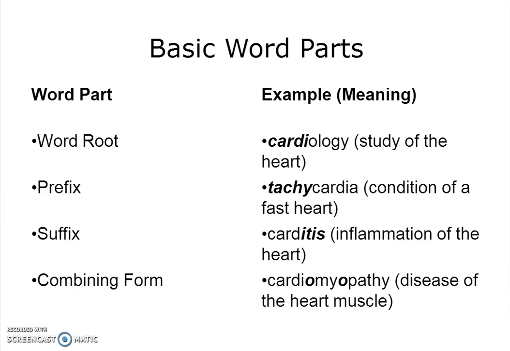The third word example is carditis. The suffix itis means inflammation. Carditis is inflammation of the heart. The fourth word is cardiomyopathy. We are combining cardi, or heart, and my, or muscle, with pathy, or disease. We need to use combining vowels in order to connect each of these. We will be using the vowel O. The term cardiomyopathy is disease of the heart muscle.